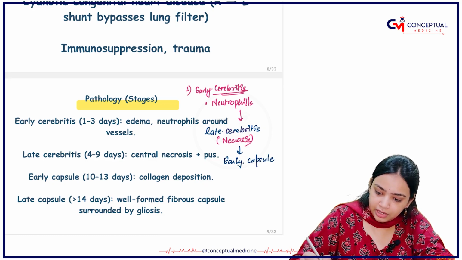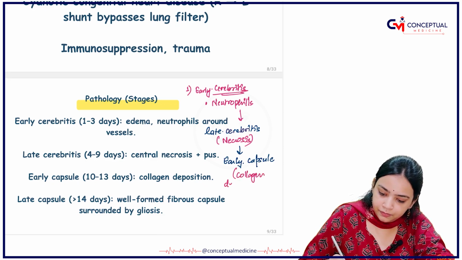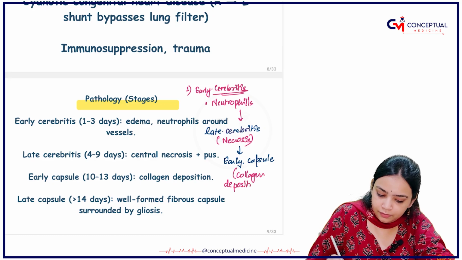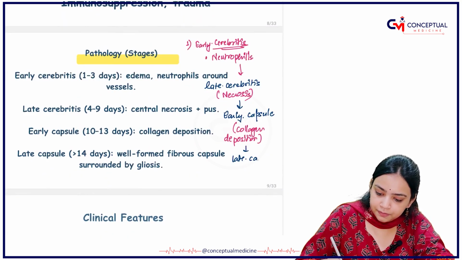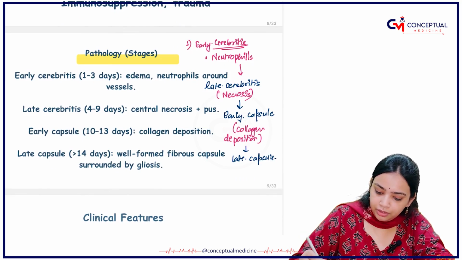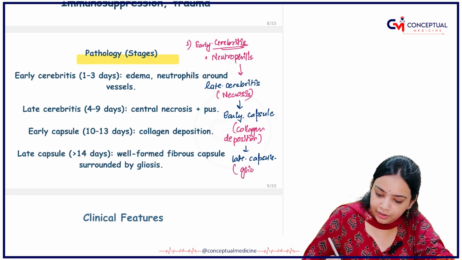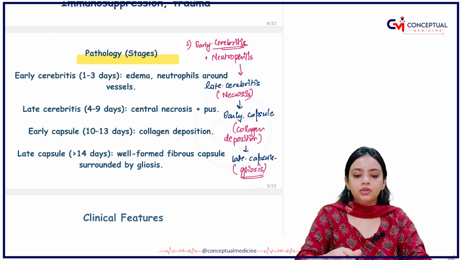Then there will be early capsule. What happens in this stage? There will be collagen deposition. Then there will be late capsule. In this stage, it will be surrounded by gliosis. Okay, it will be surrounded by gliosis.